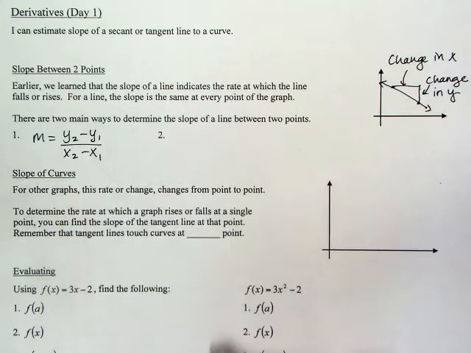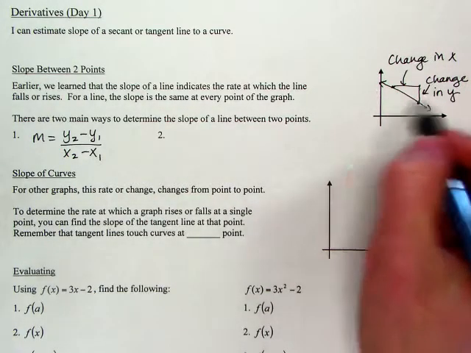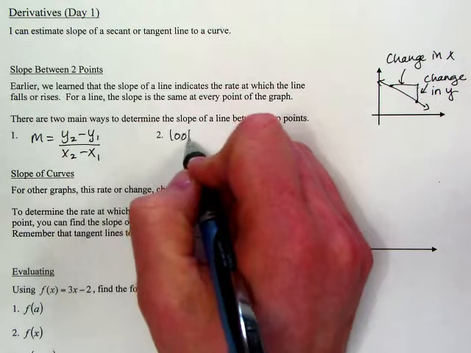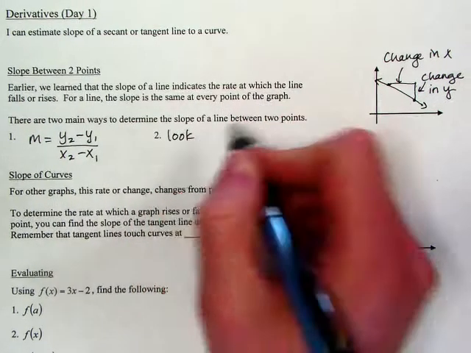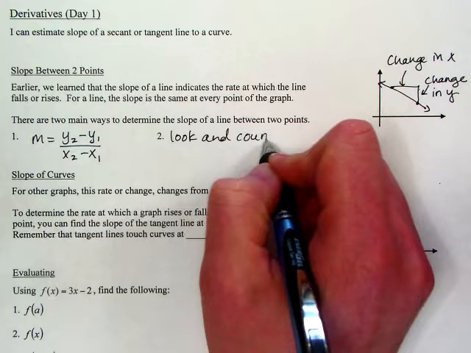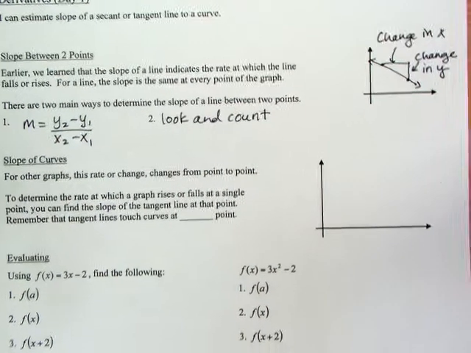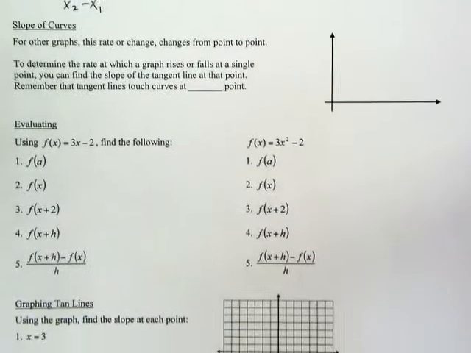The other thing you can do is look at the graph and count. If you have a really nice graph with grid lines on it, you could just look and count how many over and then how many down or up. We'll just say look and count, and you can figure out the rise and the run that way. When you move on to the slope of a curve, now we're talking about it changing from point to point.